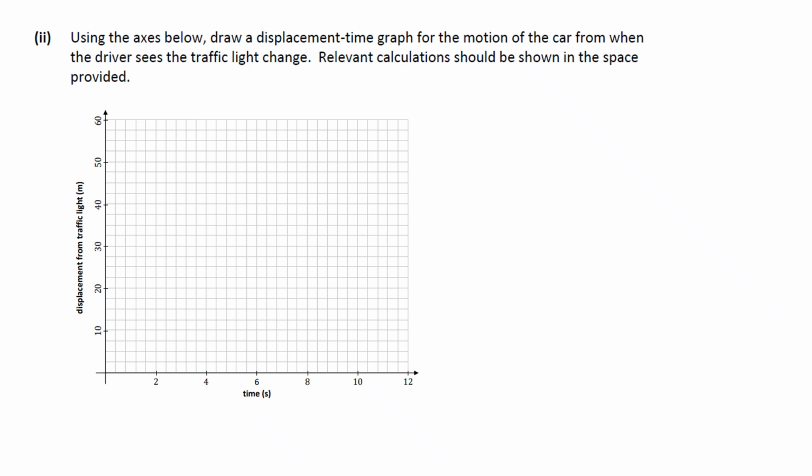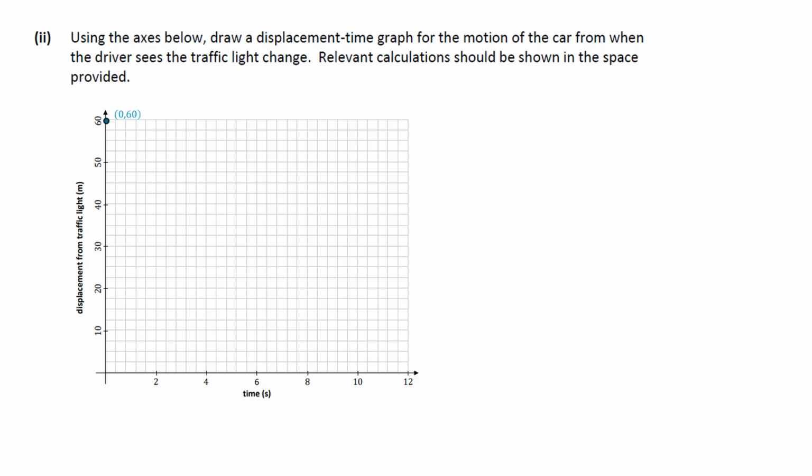What we need to understand is the displacement from the traffic light. It initially starts at 60 and it's getting smaller, so we're going to have a decreasing graph here as time goes by. We also have to think about that reaction time. The first thing I'm going to do is plot this point here. At the very start, there is 60 meters until the traffic light, so that is a very easy point for us to plot.